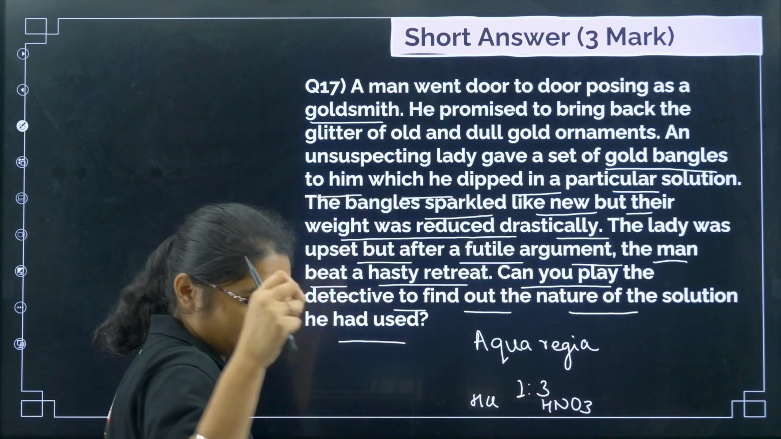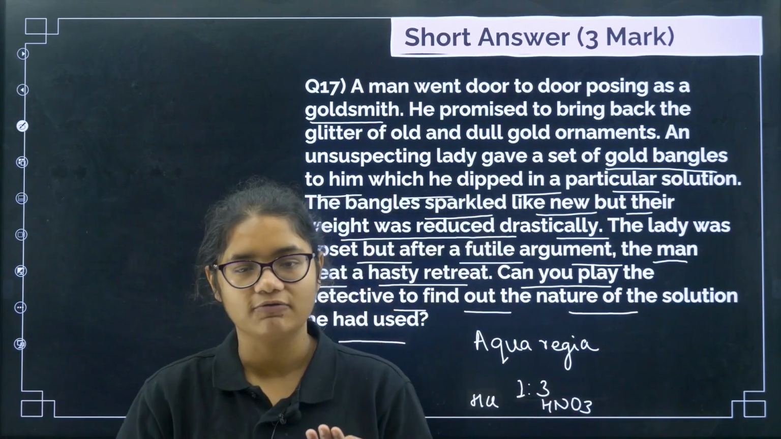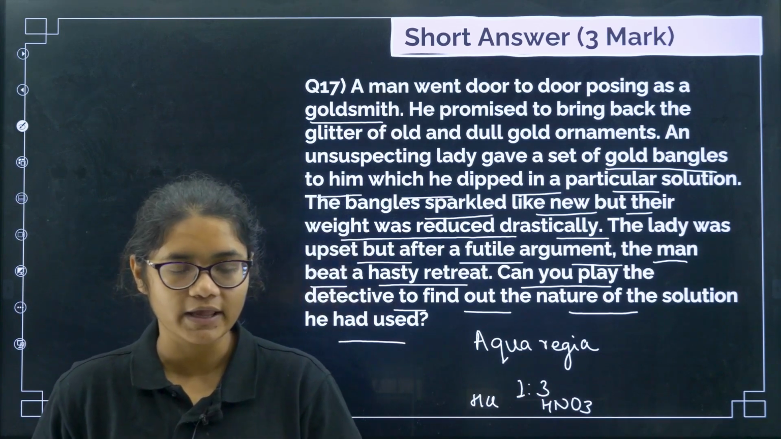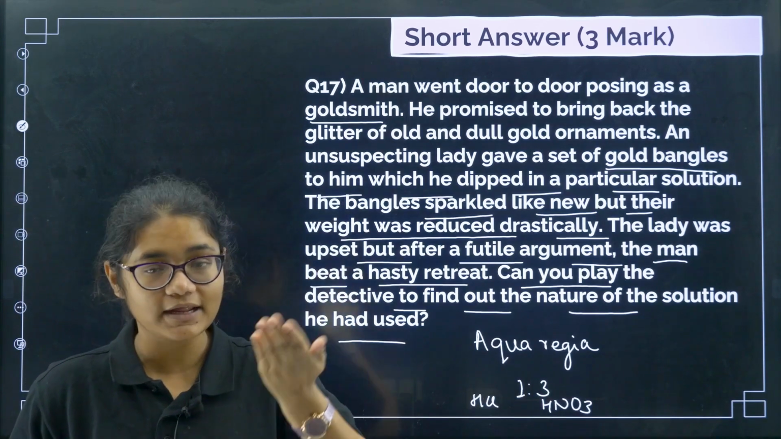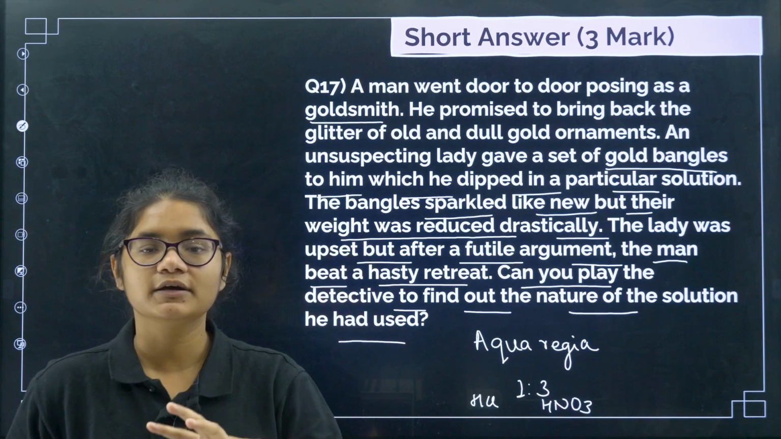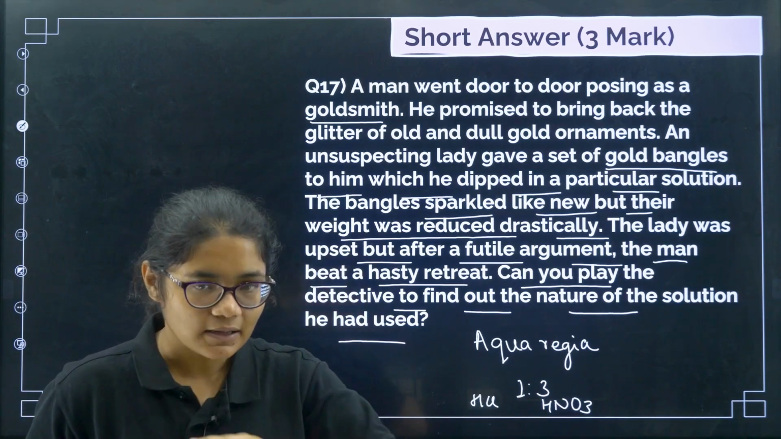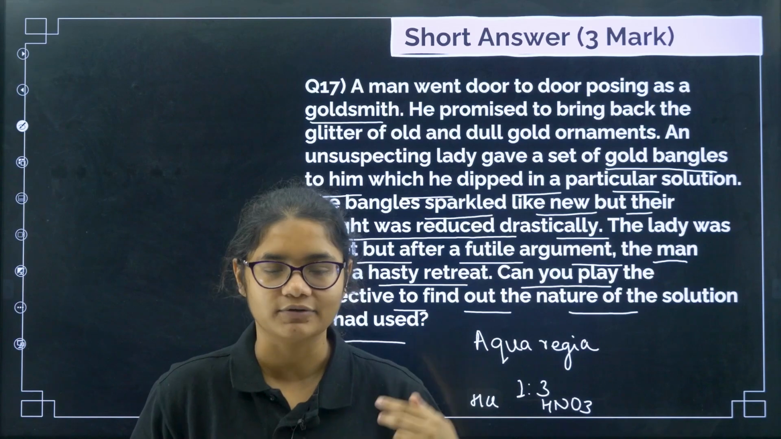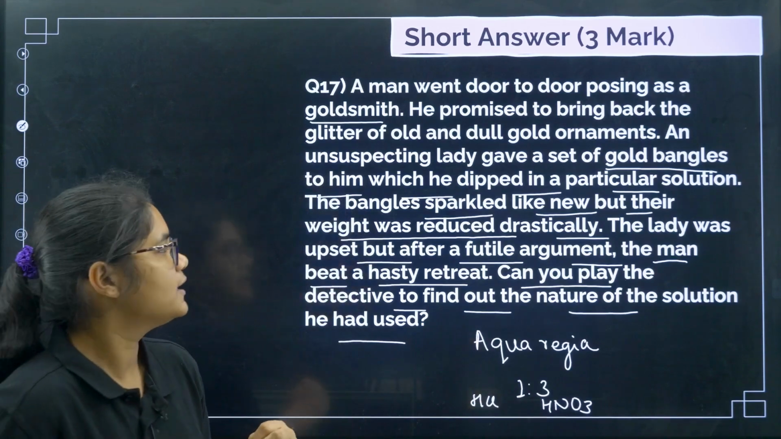So when you dipped it, the upper layer of gold which was dull got dissolved. So the shining, inner layers of gold came out, so the gold started shining. But because some amount of gold was lost, that is why the density decreased. So you have to explain both these things, okay.